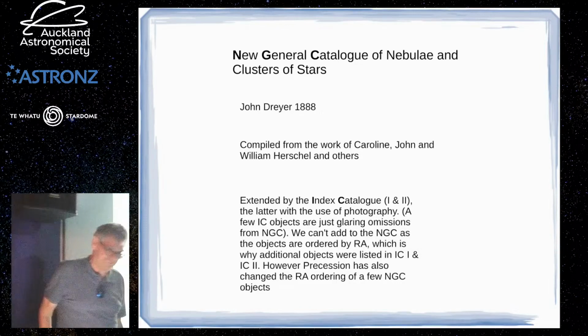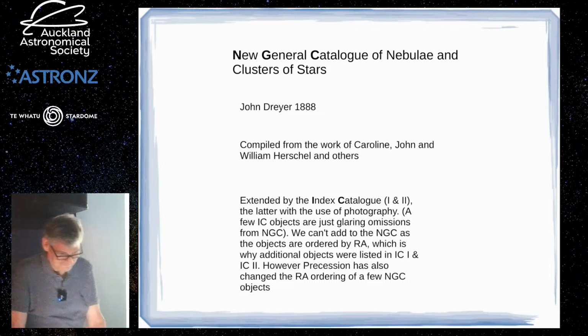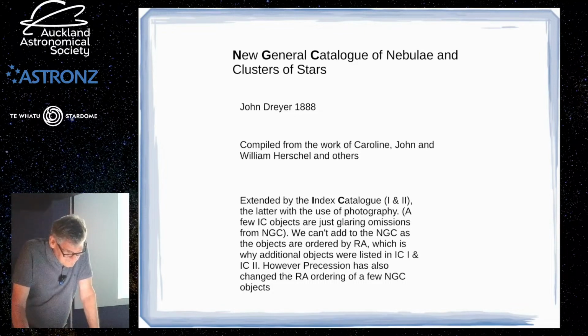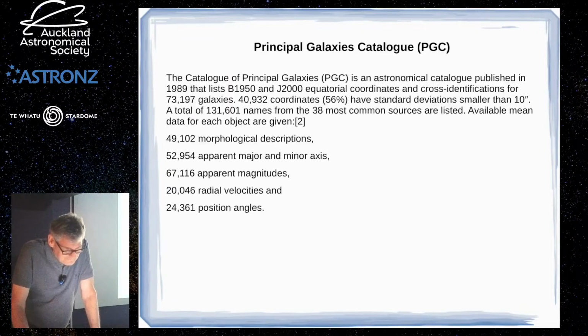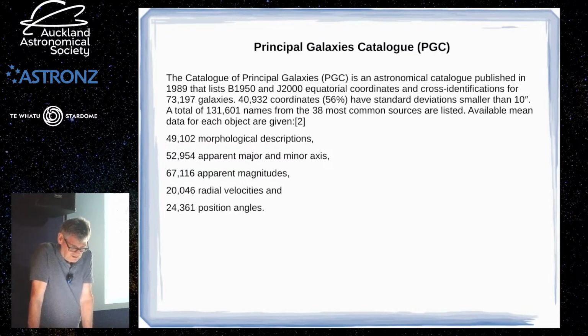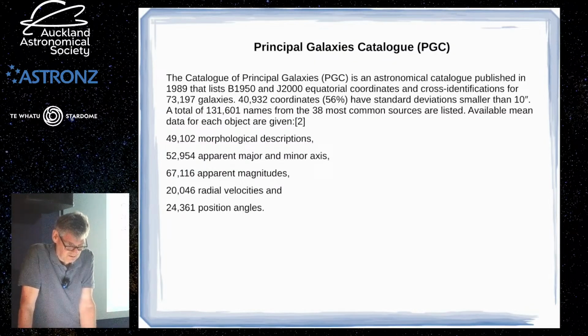The same thing happened with the Bennett catalogue. He started off with his first one, which is also ordered in right ascension. And then he did two. Then he added stuff into it. So you've got things like Bennett 109, Bennett 109A. Yeah, so what they did for the NGC catalogue was just to publish index catalogues to extend it.